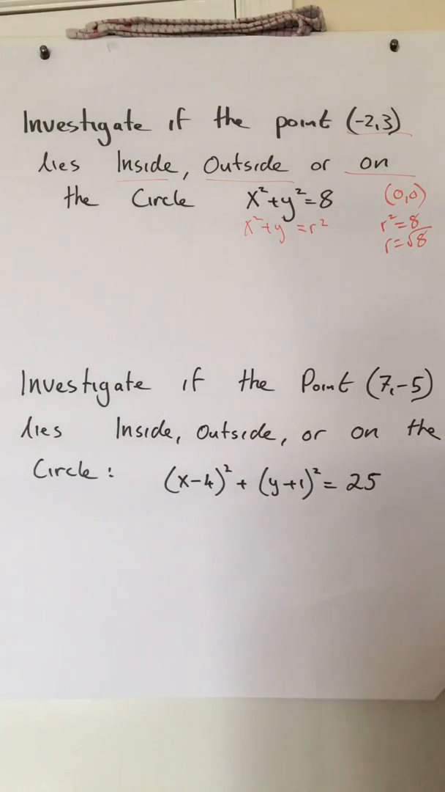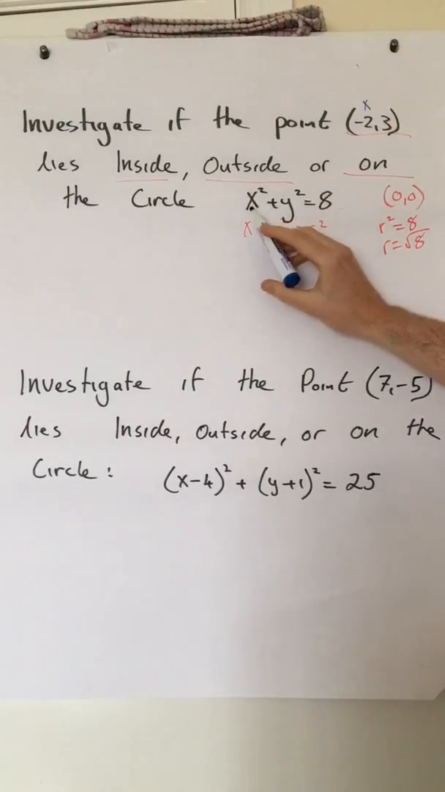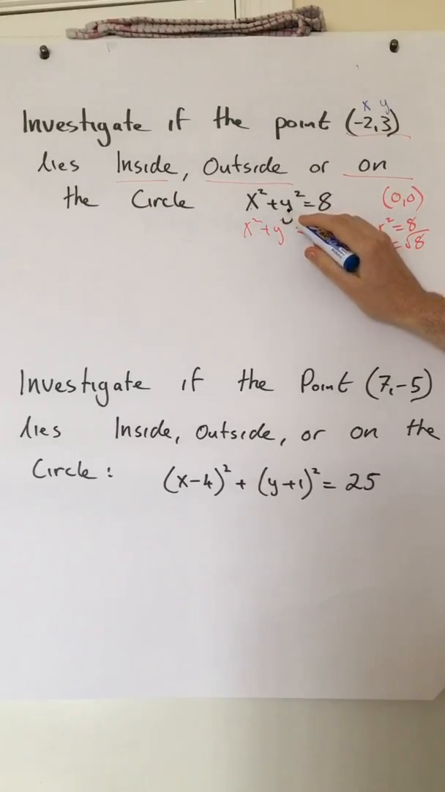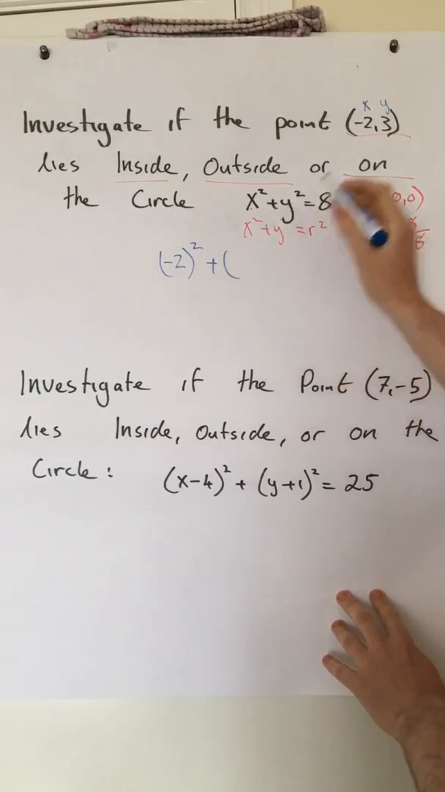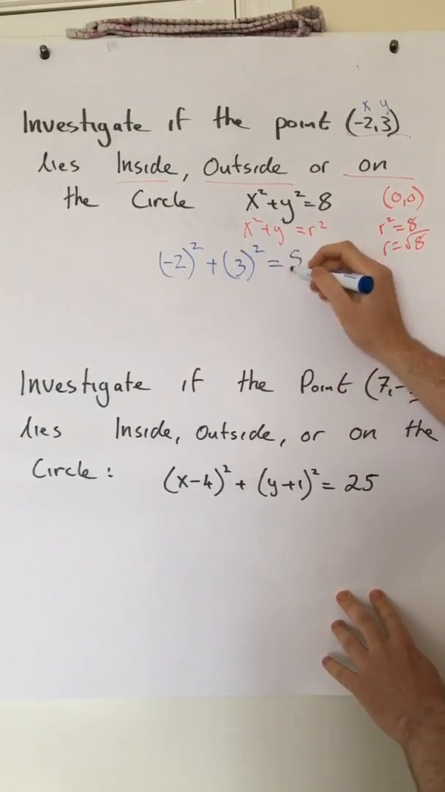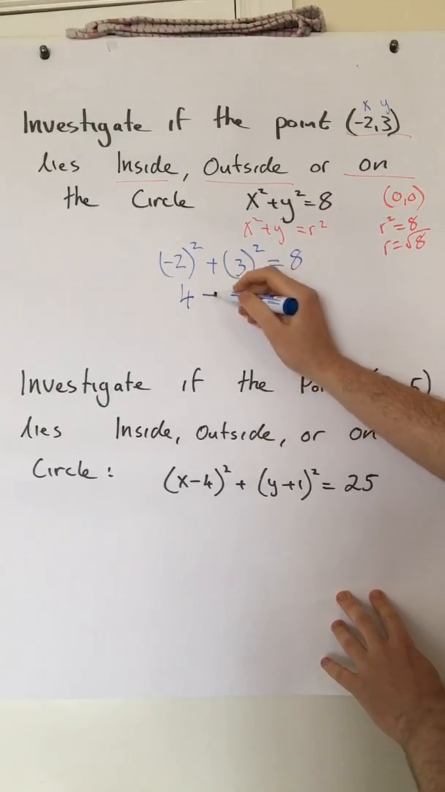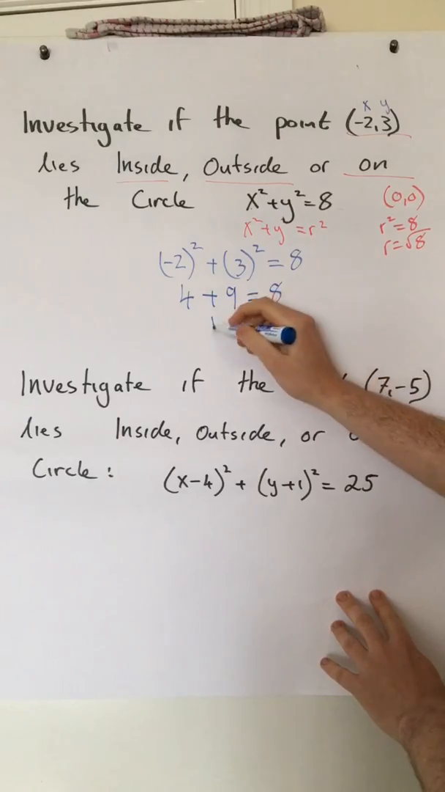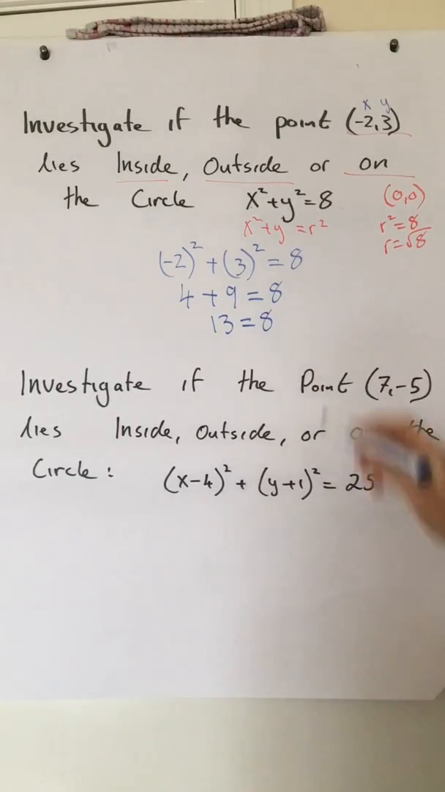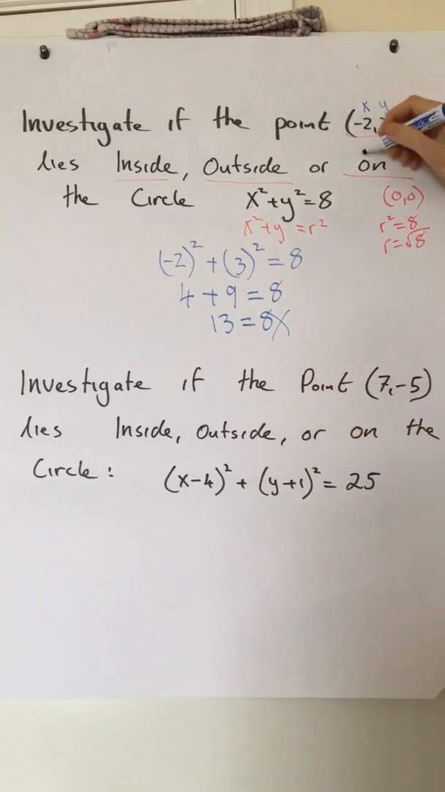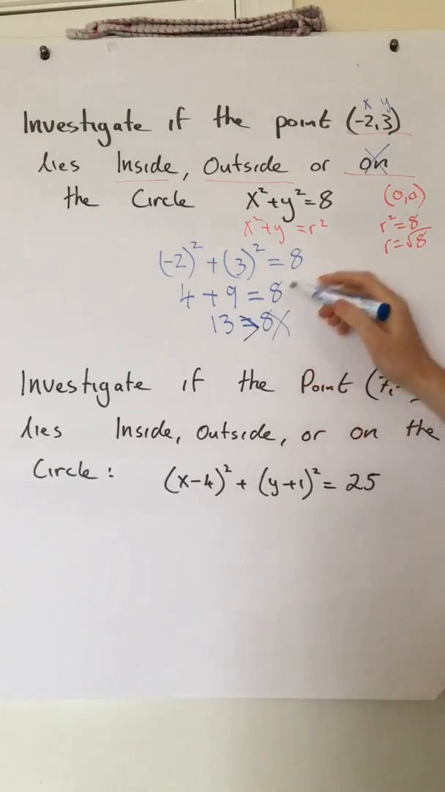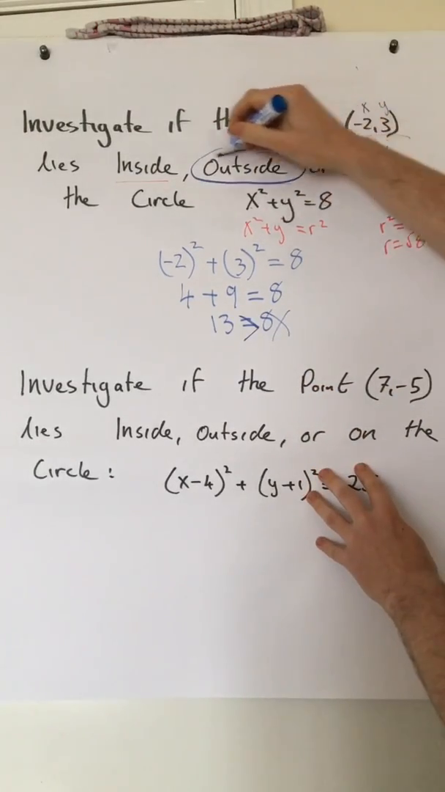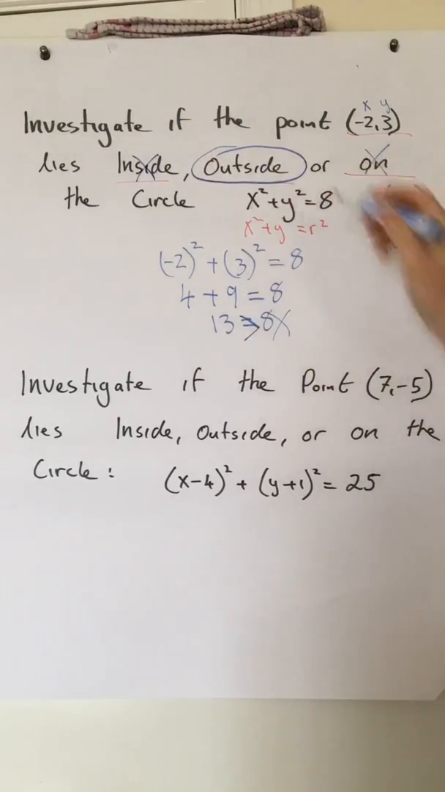So what you do is, very simple, this is the x value, you put that in for x, and this is the y value, you sub that in for y. So I would have minus 2 squared plus 3 squared needs to be equal to 8. Now I'm getting 4 plus 9 needs to be equal to 8, and I get 13 is equal to 8. 13 is definitely not equal to 8, so that means it's not on the circle. And because 13 is bigger than 8, this point is actually outside the circle. So that is our correct answer there.